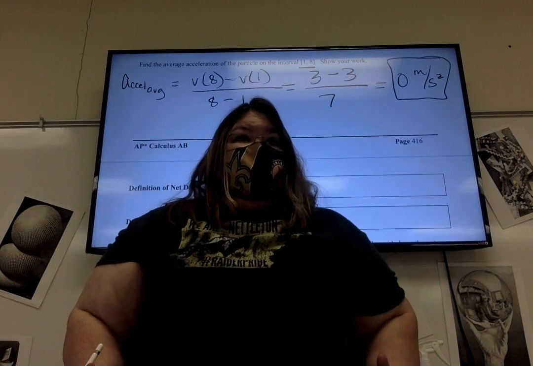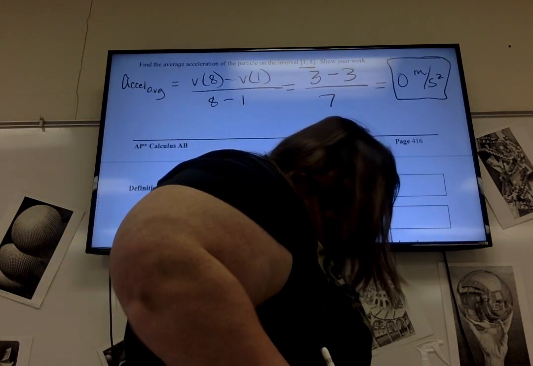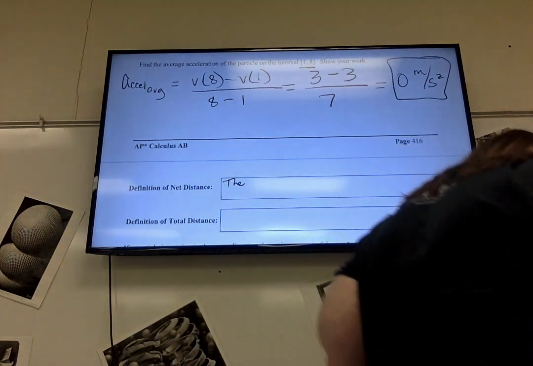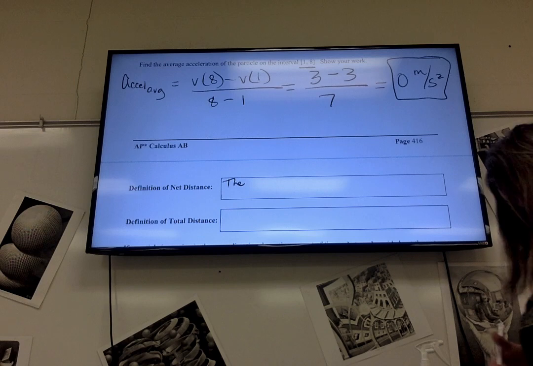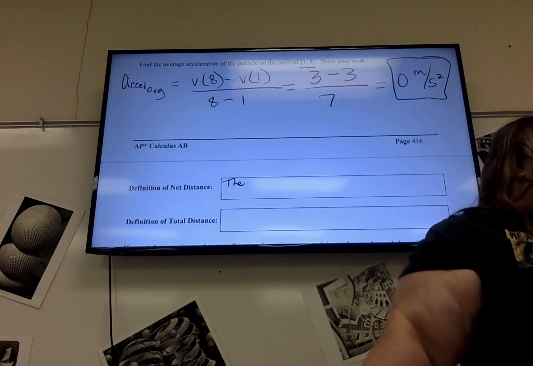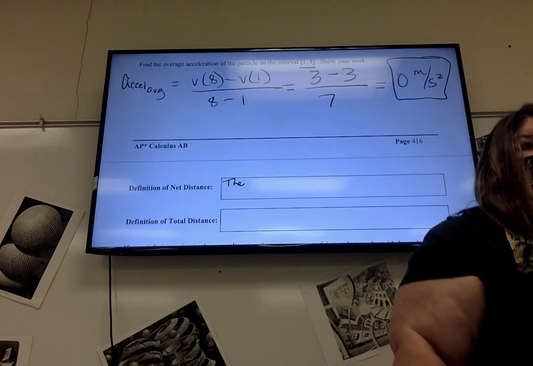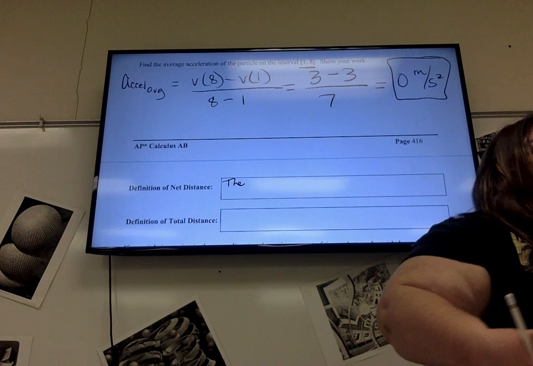So if I start here and I move to the right, 1, 2, 3, 4, and then I move, these are blocks, to the left, 1, 2, my net distance is just 2, because that's how far I've moved. But my total distance is 6, because I moved 4 and then 2 more.